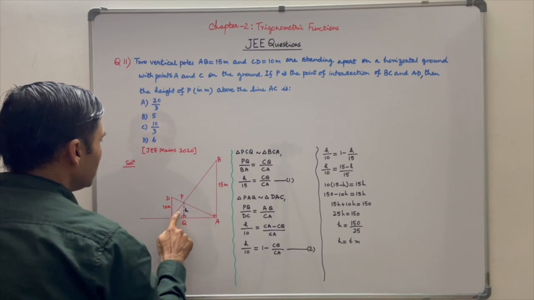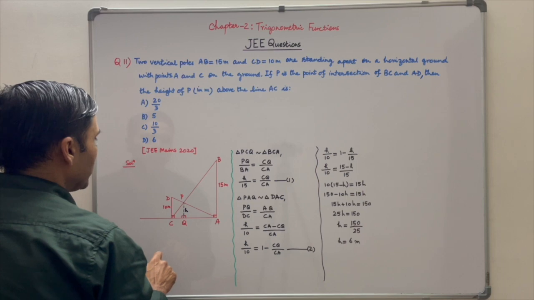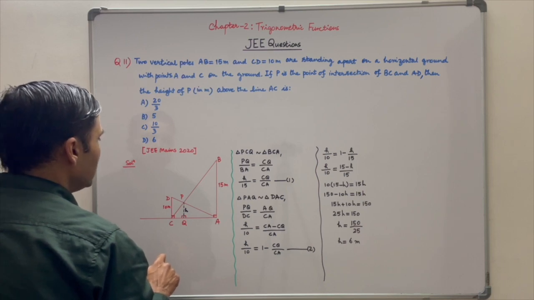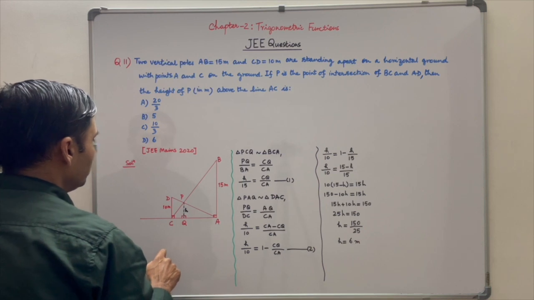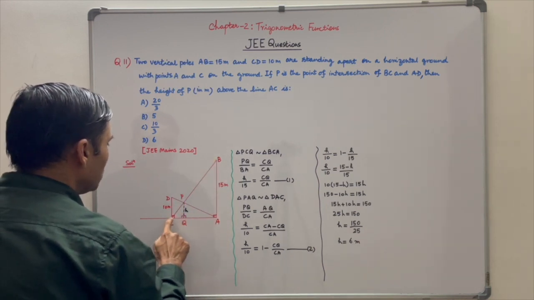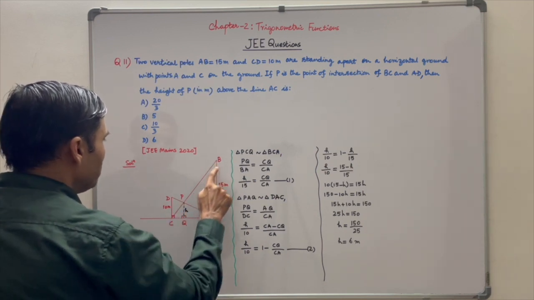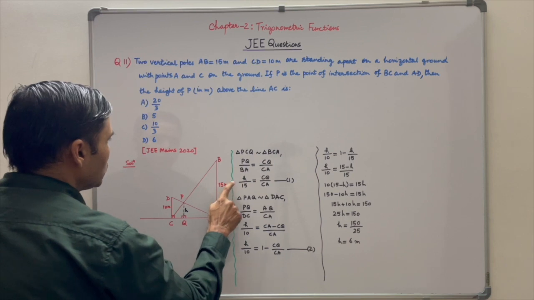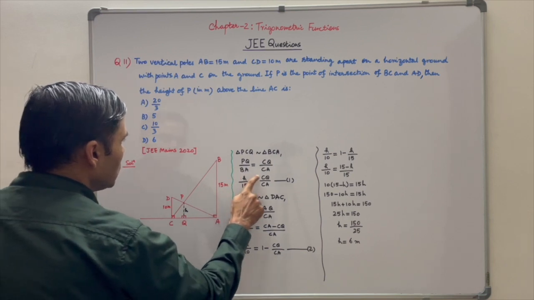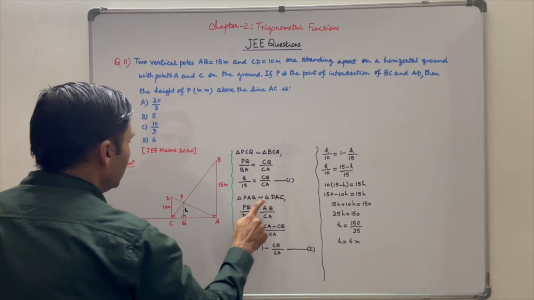That means these two triangles are similar triangles. So we will use the property of similar triangles that the corresponding sides are in equal ratio. That means PQ upon BA is equal to CQ upon CA. PQ is H meter, BA is given as 15 meter. So H upon 15 is equal to CQ upon CA. This is our first equation.